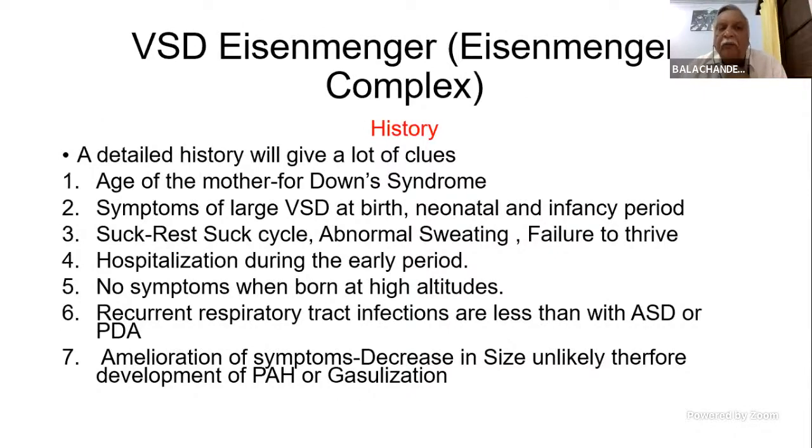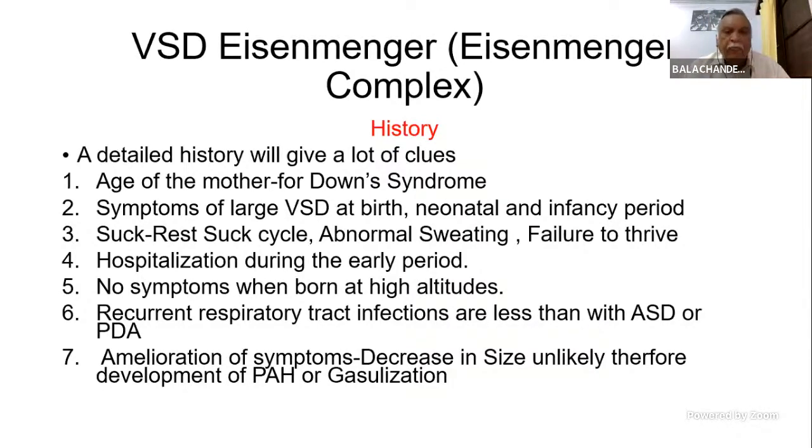And this is the Eisenmenger's complex, which is important in terms of history, because the important thing is the heart failure. So in any case of pulmonary arterial hypertension, or Eisenmenger, you have to take a detailed history: the age of the mother, the symptoms of large VSD, hospitalizations, and of course the altitude at which the child was born, and the recurrent respiratory tract infections are less likely with ASD than PDA. An amelioration of symptoms, a decrease in size, it can be either due to PH or due to calcification.